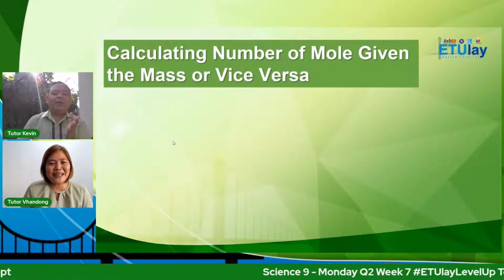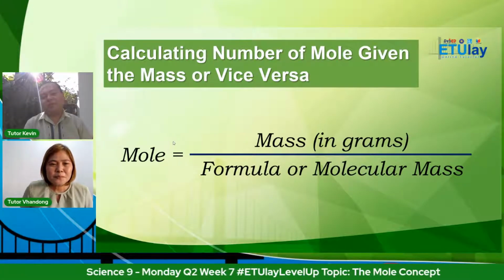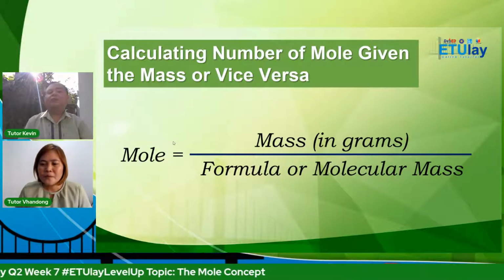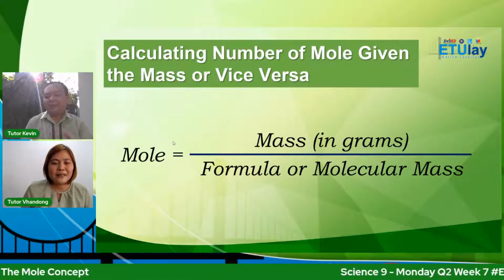To convert the number of moles given the chemistry mass or vice versa, this is our equation: mole is equal to mass expressed in grams divided by the formula or the molecular mass. You can screenshot it if you want.